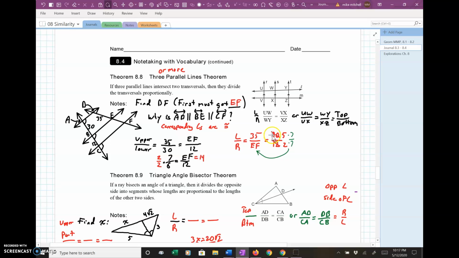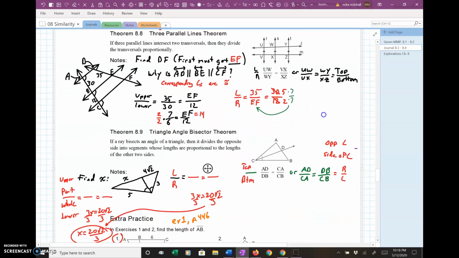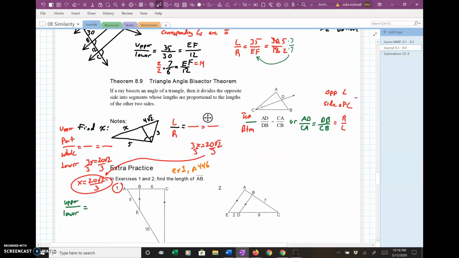Now, over here I just set it up the same way. Instead of going upper to lower, I went left to right. So you can see I got 35 to EF equals 30 to 12. Left to right, left to right, left to right. 30 over 12 I can reduce to 5 over 2. 7 times 5 gives me 35, so 7 times 2 gives me 14, and I get the same number there. This method of solving the proportions doesn't always work. I use it a lot when it works. It's nice. This is the hardest of these to apply.